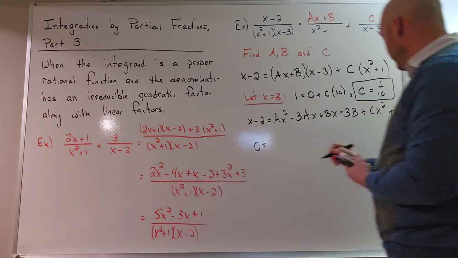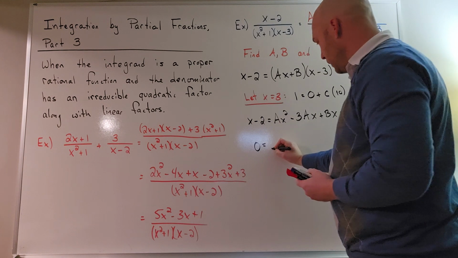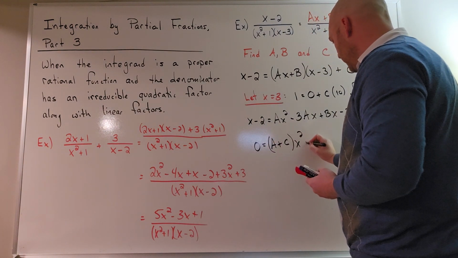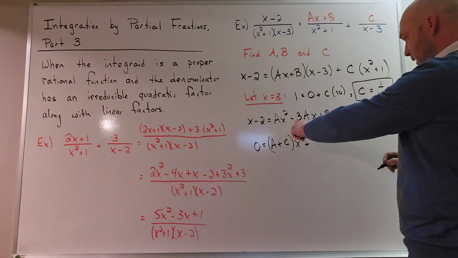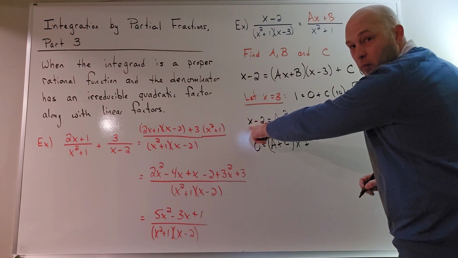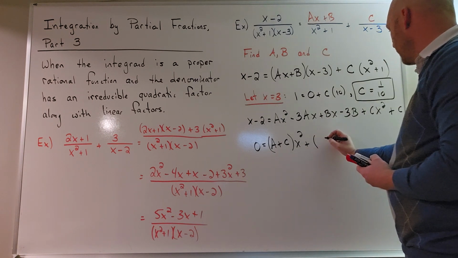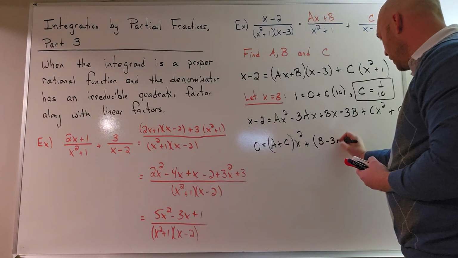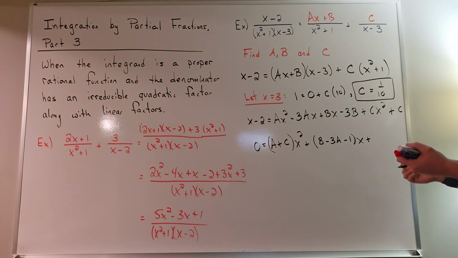0 is equal to the x squared terms. I've got an a and then a plus c. A plus c x squared plus, well, how about the x terms? Well, I've got a b, a minus 3a, and I've got this x, but remember when I put it on the other side, it would be a minus x. Therefore, I would have, let's say, b minus 3a minus 1 x plus, and then what are the constant terms?